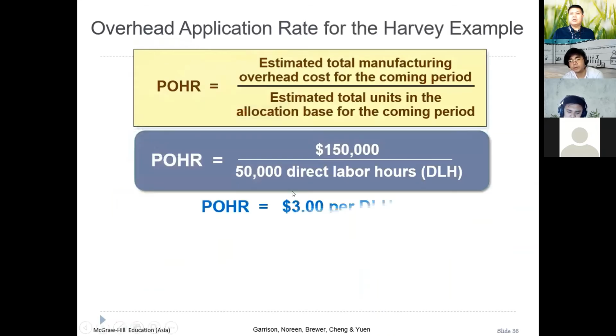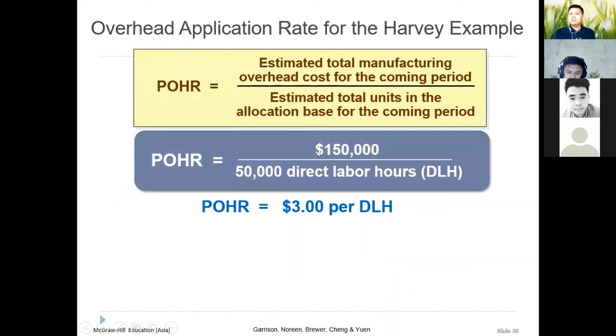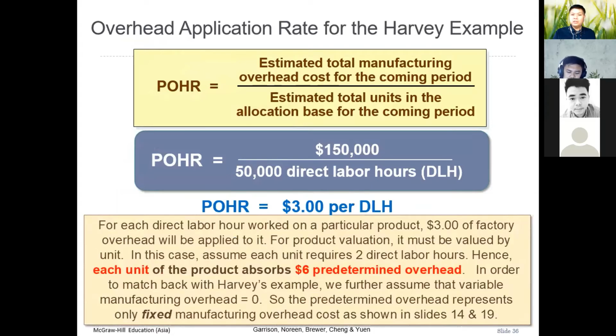Let's have an example. No? In this example, the denominator or the allocation base would be the direct labor hours. Now, if your estimated manufacturing overhead is 150, then the rate is 150,000 divided by 50,000. That will be $3 per direct labor hour. Now, titignan mo, ilang direct labor hours ba ang actually meron? So, multiply that by 3. That will be the applied overhead.